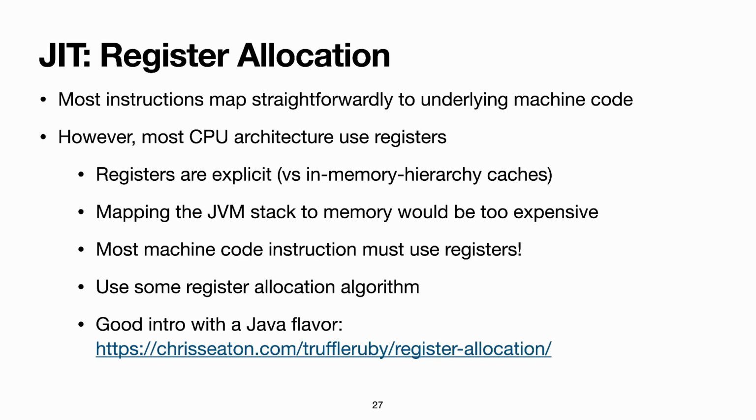Before I let you go, there are a few more topics that I want to comment on. And the first one is register allocation. Many lower level instructions that we've seen, they map straightforwardly to underlying machine code, so like Intel machine code. However, most CPU architectures use registers. Registers are explicit, and that's in opposition with the caches that exist in the memory hierarchy.